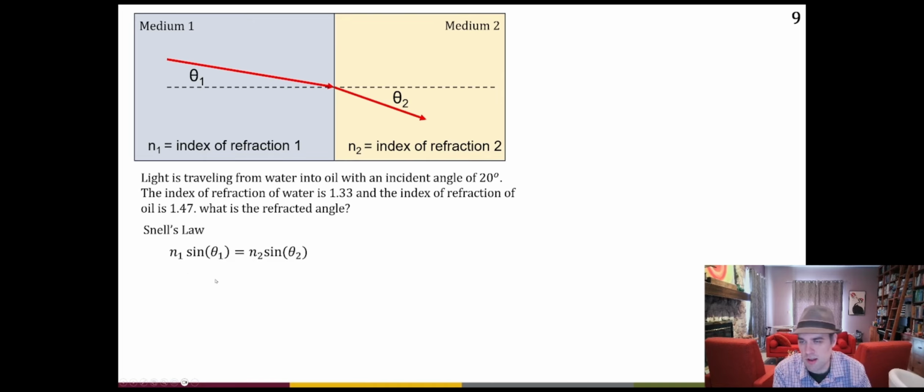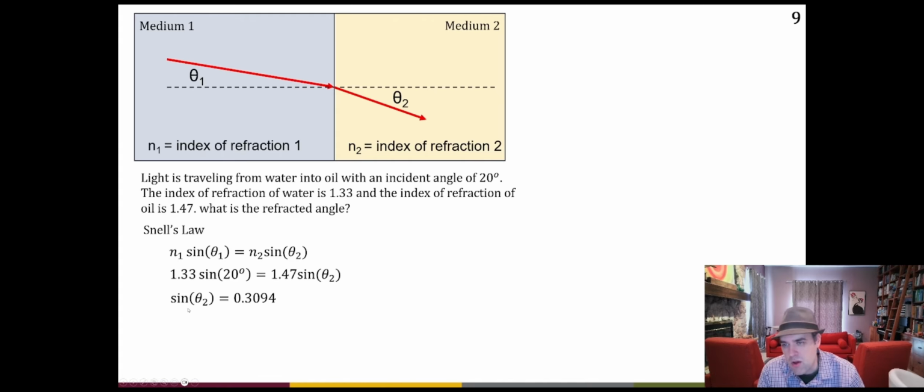Well, we can just use Snell's law. n1 sine theta 1 equals n2 sine theta 2. We have everything here except for sine theta 2, so let's just plug those numbers in. And then let's just divide 1.47 to both sides, plug everything into our calculator, and we get the sine of theta 2 equals 0.3094. Now, we want to get what this angle is, so we have to do some math to get rid of this sine function. And to do that, we take the inverse sine of both sides. So that leaves us with theta 2 equals the inverse sine of 0.3094. And when you type that into your calculator, you get 18 degrees.